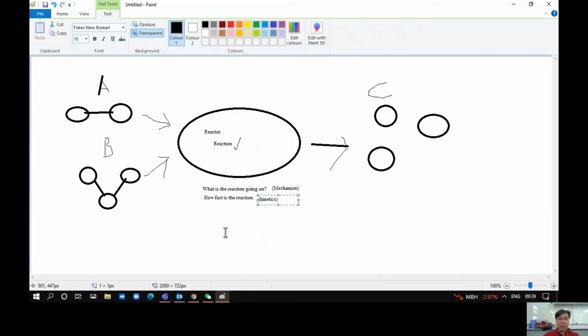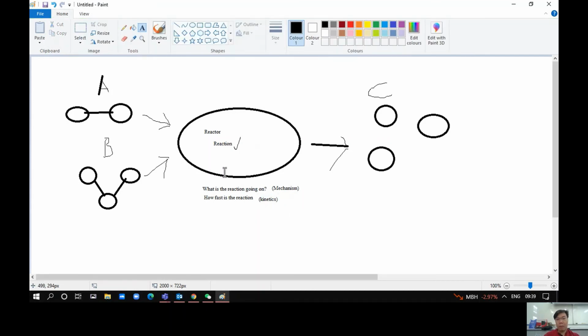All right. So that is basically the two important aspects that you'll be learning in reaction engineering. So that is a short summary of what you'll be learning in this course.